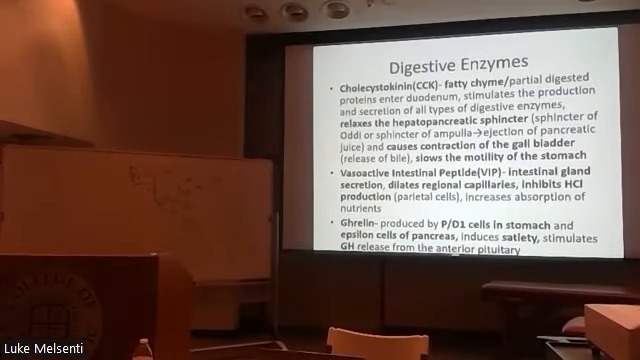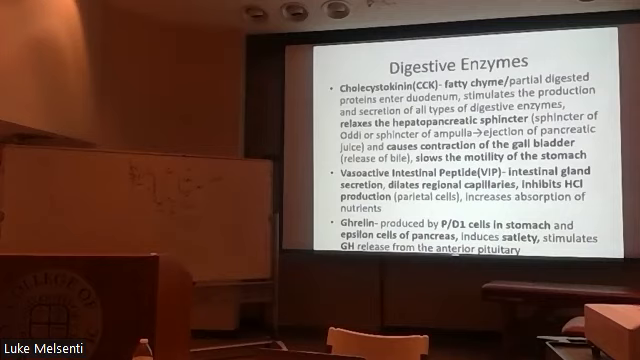Cholecystokinin, or CCK. This is produced when you have fatty chyme or partially digested proteins that enter the duodenum. The easy way to remember CCK is, when you eat a fatty meal, how do you feel afterwards? Like you ate a brick, right? And for hours and hours, right? You don't want to eat anymore. You're like, I should not have eaten all those French fries. They just hang in there. Why?